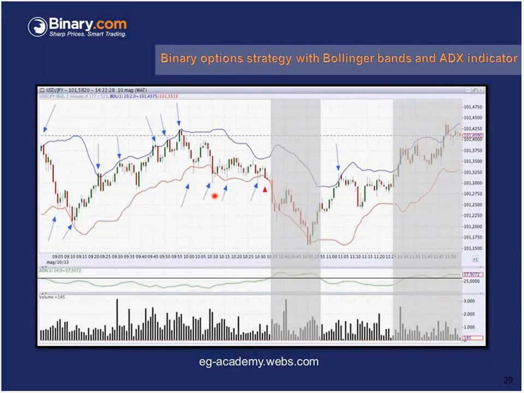So we will have like here, we will buy a rise option or up option for expiry of 2 minutes, meaning 2 candles from touching of the bands. Here 2 minutes, here 2 minutes, here 2 minutes. As you can see, we have here gray zones where we should not make any trades because the ADX is above 30 or 29.